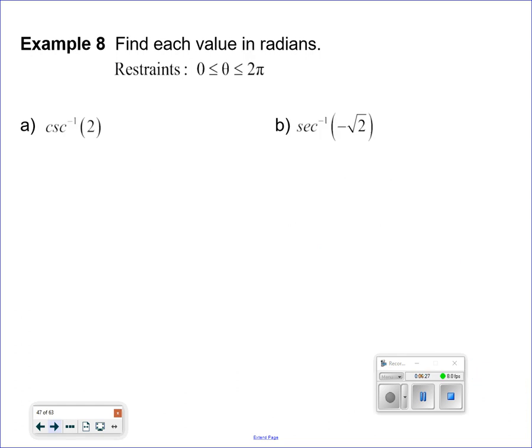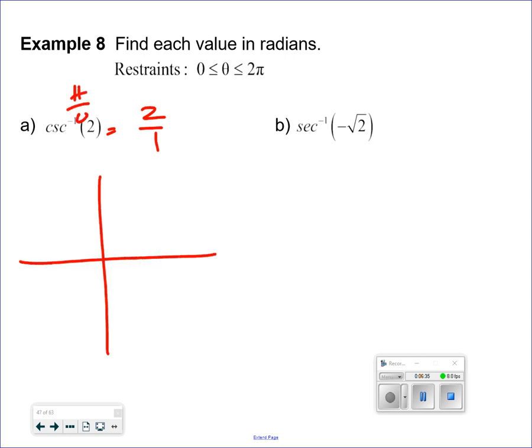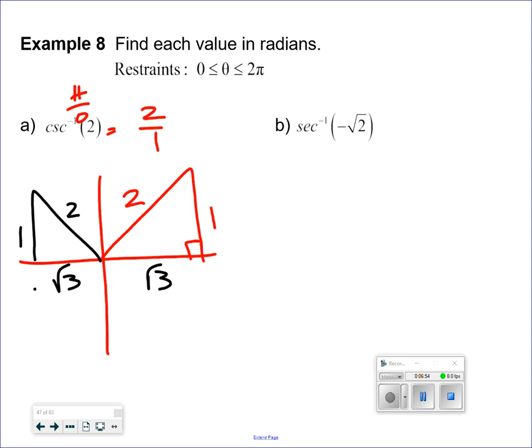Cosecant of 2. So now this is 2 over 1, which is positive. Cosecant would be hypotenuse over opposite. So you're talking about the hypotenuse over the opposite. So where else can I get an opposite that's positive? I apologize for that. Opposite is positive. Hypotenuse is positive. So now the missing side is the square root of 3, which makes a 30-degree reference angle.